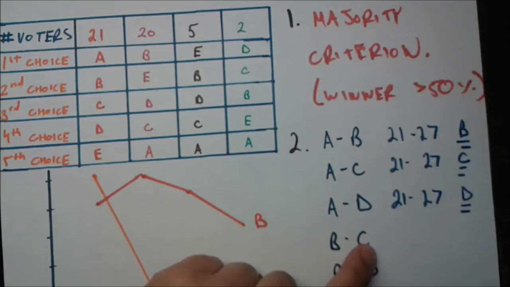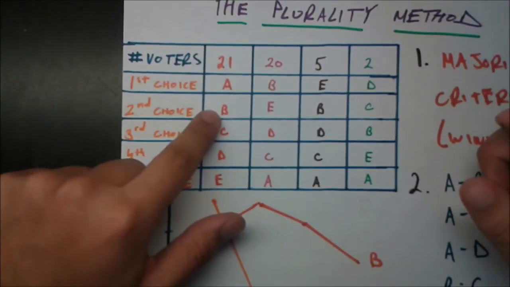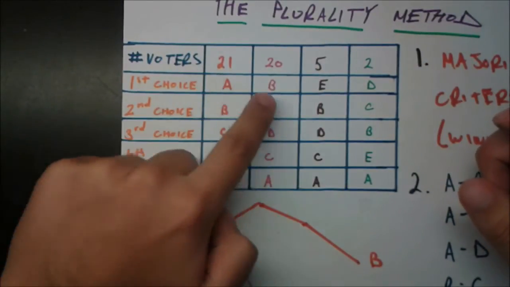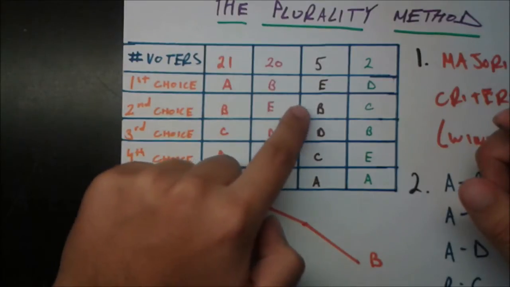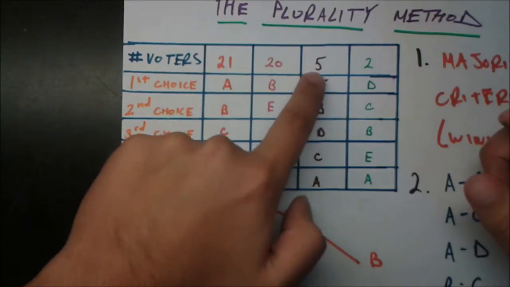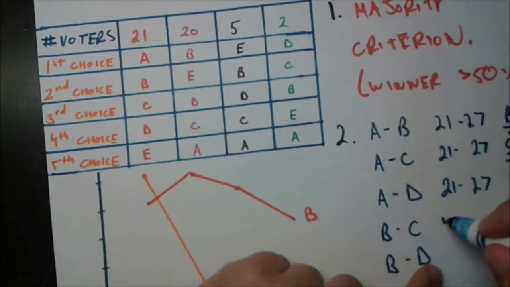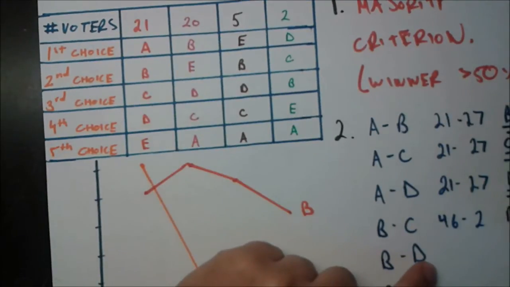Now, if we look at B and C, who's ranked higher? So B is ranked higher here. So that's 21 for him. He's ranked higher here, so now we're at 41. He's ranked higher here, so we're at 46. He's not ranked higher here. So we're at 46 to 2, but still B wins.